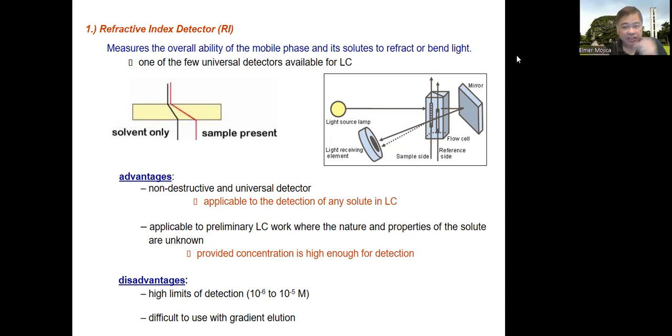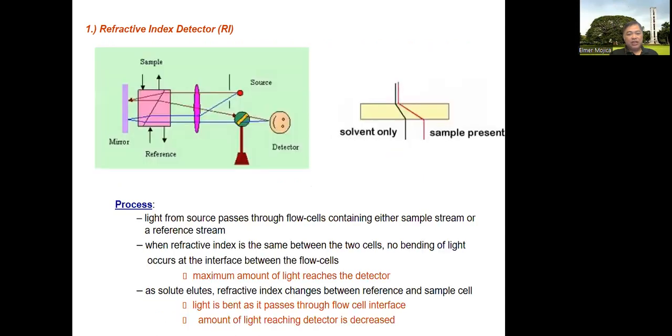Why? Because the change in the solvent will also generate signal. So you don't know if the signal comes from the sample that you analyze or the change in the solvent, na ano yung background niya. Another disadvantage is it has a high limit of detection. So dapat mataas yung concentration ng sample mo for you to be able to use this for analysis.